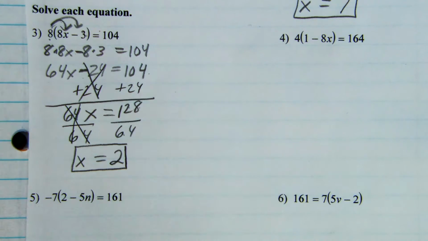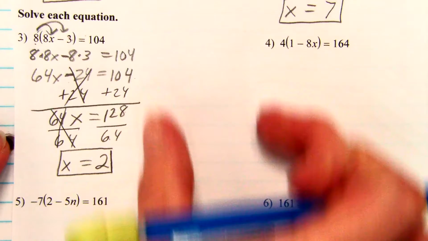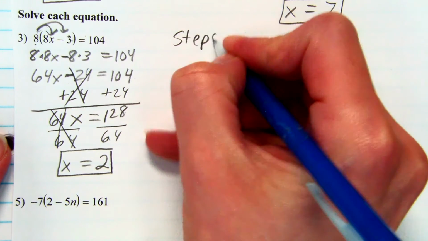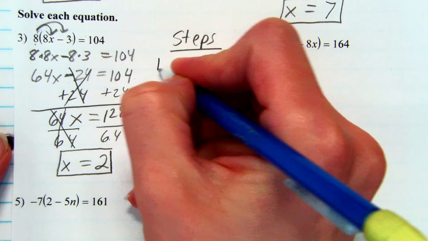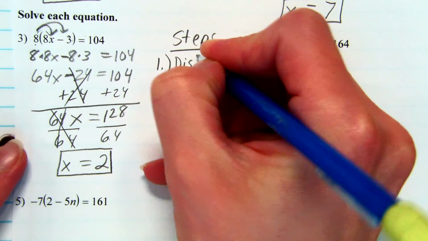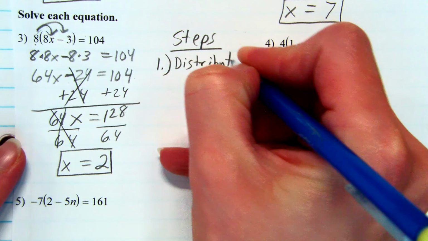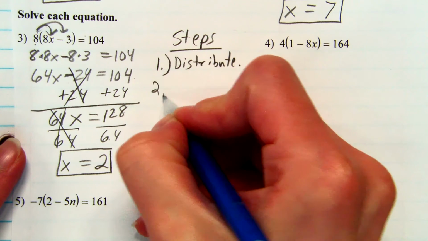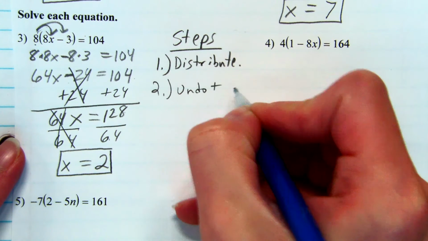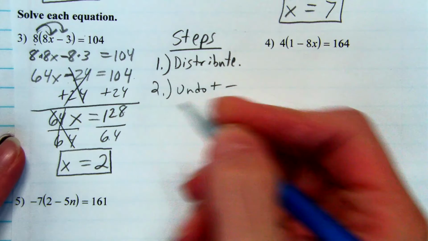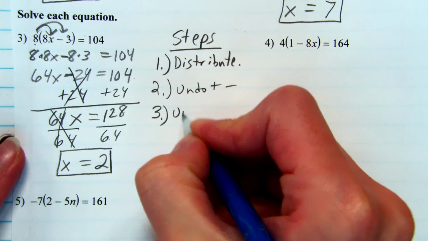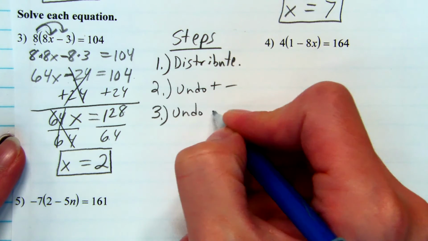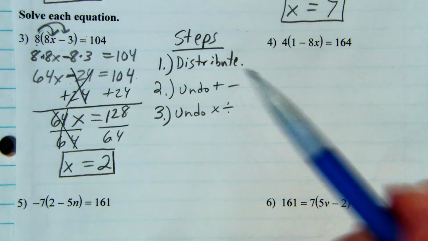Okay? So with these, between 3 and 4, you see how we have a little bit of space here? Let's put some steps. So when you have these parentheses, your step 1 is to distribute. That gets rid of the parentheses. Okay? Then you're going to go ahead and undo your plus and minus like you did with two-step equations. And then your last step, you'll undo multiplication and division. For everything that we've got here, you're undoing multiplication using division, but we'll go ahead and write it that way.